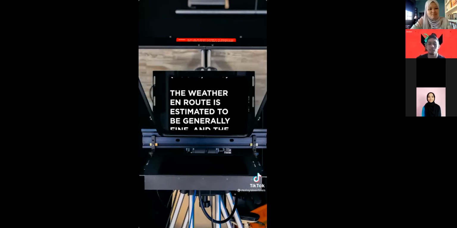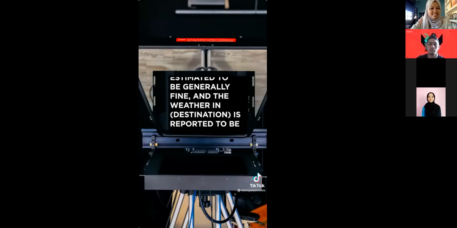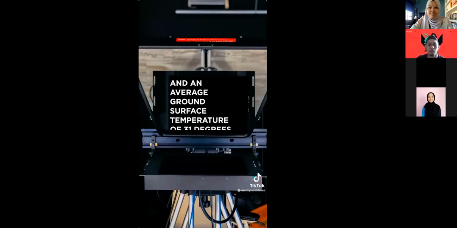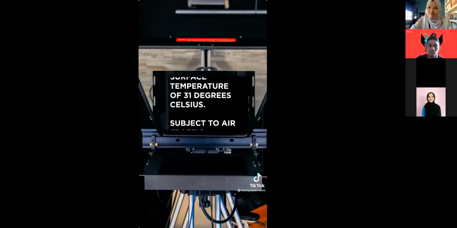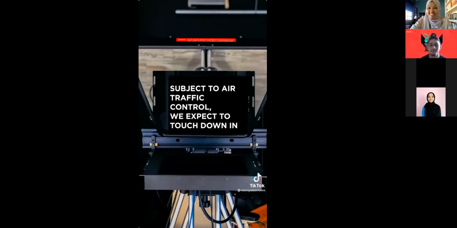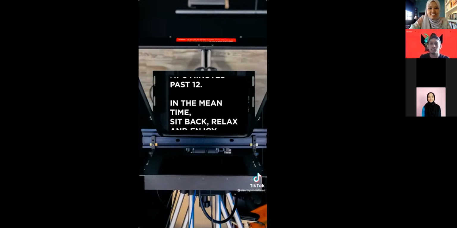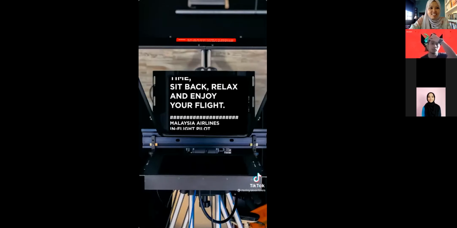This flight will take approximately 1 hour. The weather en route is estimated to be generally fine, and the weather in Kedah is reported being fine as well. Sunny sky, average ground surface temperature of 31 degrees Celsius. Subject to air traffic control, we expect to touch down in Kedah Airport at 15 minutes past 12. In the meantime, sit back, relax, and enjoy your flight.